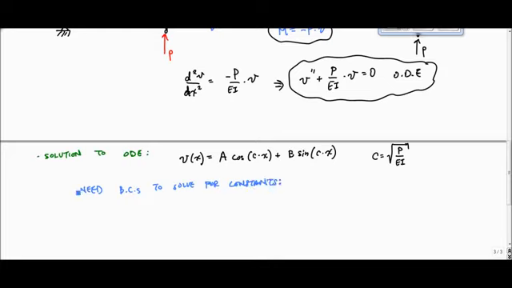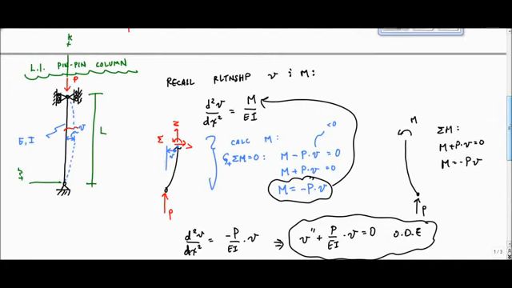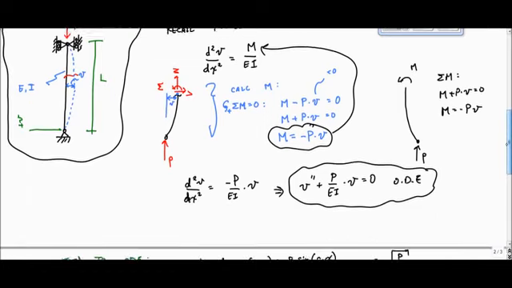Okay, all right. So let's see here, solution to the ODE. Good, right here. Let's do boundary conditions now. I just need BCs to solve for constants. What are some boundary conditions? Who wants to venture some? Look at the drawing up here. This is what we're basing it on. Who can give me some boundary conditions?